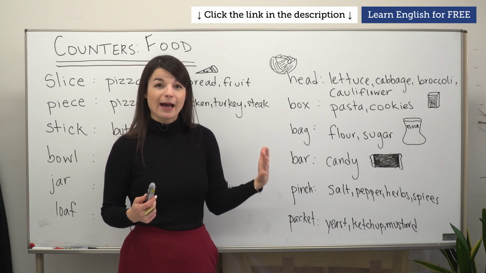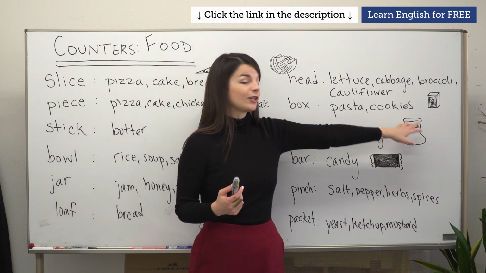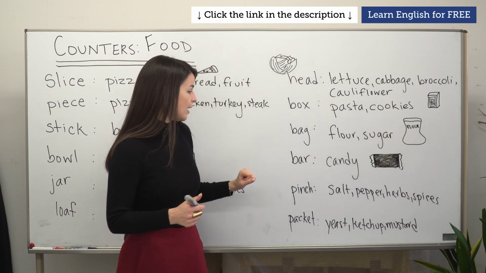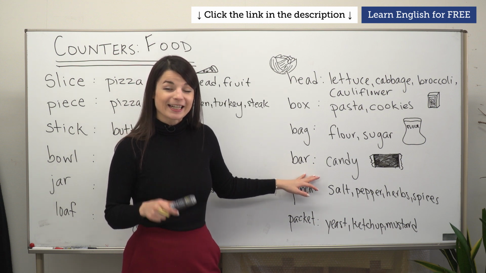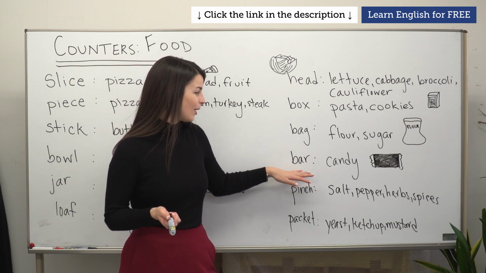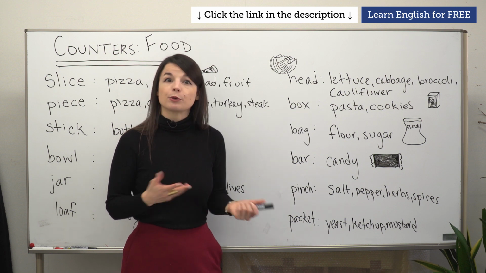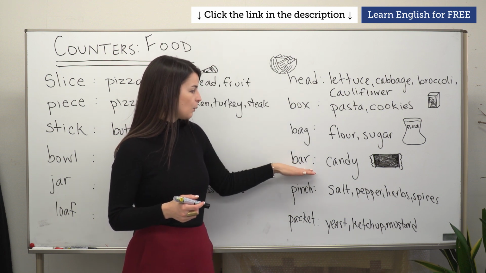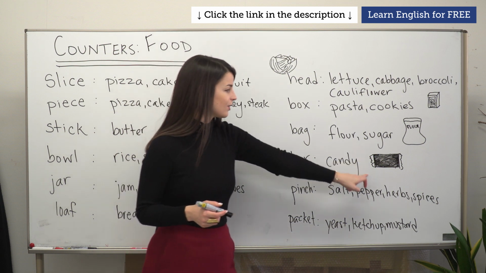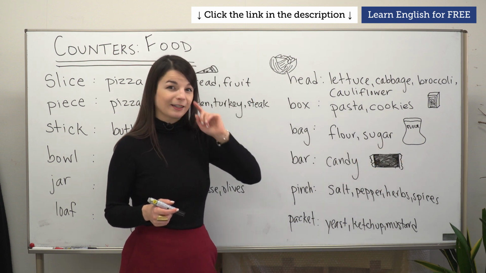A bag of flour, a bag of sugar. Kind of has this image, a bag of something. Another one, we use bar. We use a bar to talk about candy, a bar of candy. We use bar for this. You might also hear protein bars. That could be something else we use it for. But when counting, we use bar to talk about this shape of candy, a bar of candy.